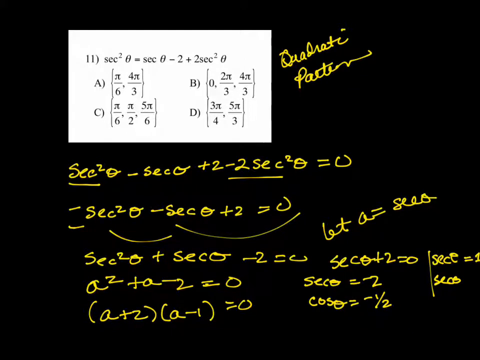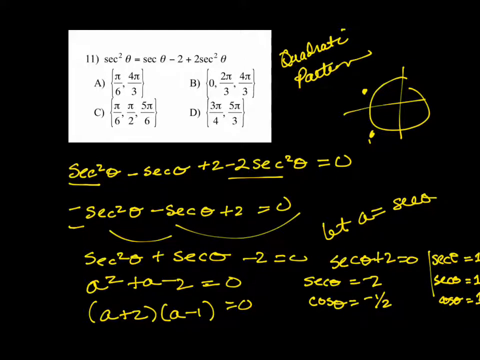Where does secant theta equal 1? Where cosine theta is equal to, this is like 1 over 1, so cosine theta equals 1. All right, now, first of all, between 0 and 2 pi, where does cosine theta equal negative 1/2? Well, cosine's negative in quadrant 2 and in quadrant 3. So that'll give us 2 for that one.